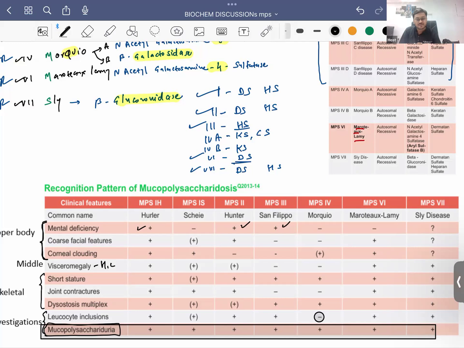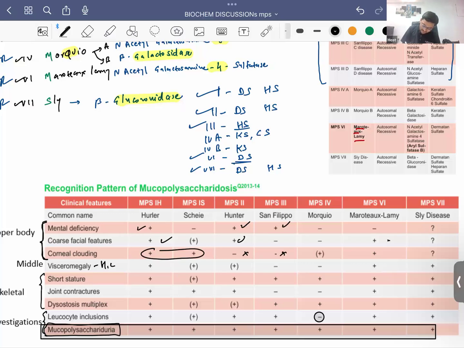Coarse facial features, I told you what they are. Types 1 and 2 have coarse facial features. 3 doesn't have, 4 doesn't have, 6 has, and 7 doesn't. So you don't need to remember all of these features in this much detail. I'm just telling you what all is there, and depending on one or two peculiar things, you'll be able to answer the questions asked. Corneal clouding is seen in type 1, but it is not seen in type 2 or type 3.